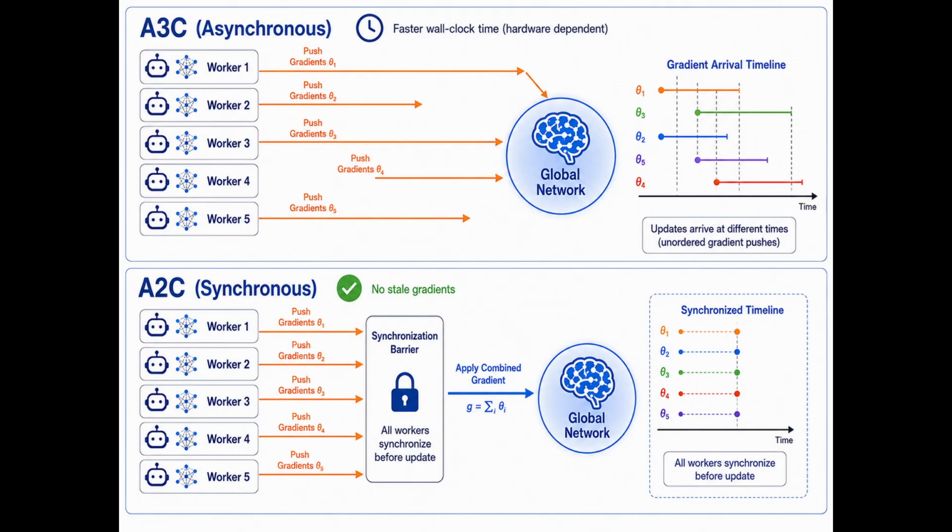A2C, synchronous advantage actor-critic. A2C is a simpler synchronous version. Instead of asynchronously pushing gradients, all workers run in parallel and then synchronize. The coordinator waits for all workers to finish their rollout, averages the gradients, and performs a single update. This removes the stale gradient problem, and empirically it turns out that A2C tends to match or beat A3C on most benchmarks, while being easier to implement, debug, and reason about.